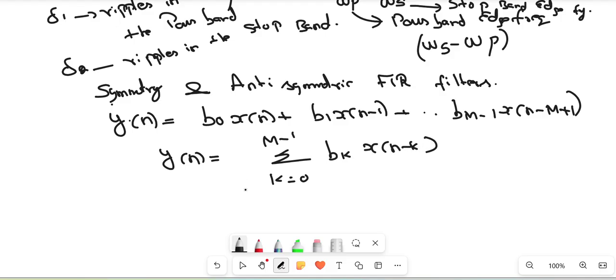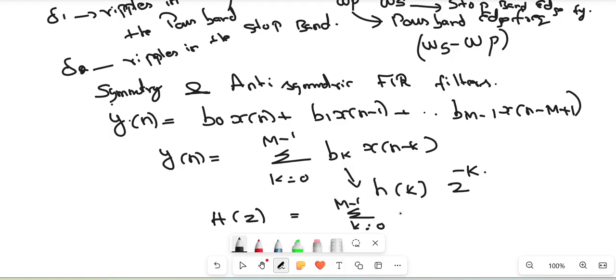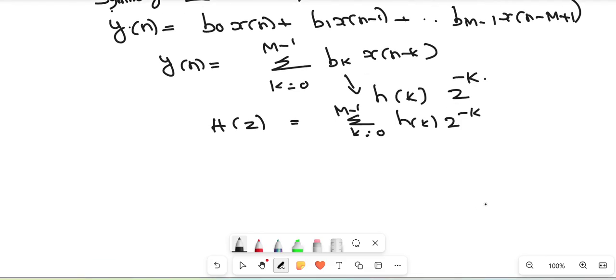You know convolution also, as we discussed, this is h of k in the convolution, h of k into x of n minus k. So, H of z for the FIR filter you can write as the summation of k equal to 0 to M minus 1 of h of k into z power minus k. So, it is a polynomial of degree M minus 1 in the variable z inverse. The roots of the polynomial coefficients are the zeros of the system.